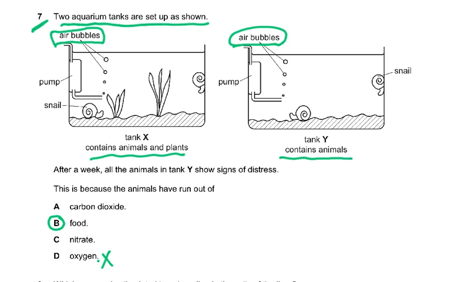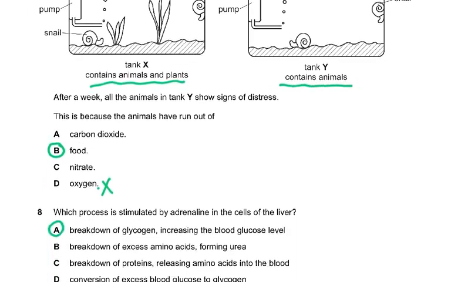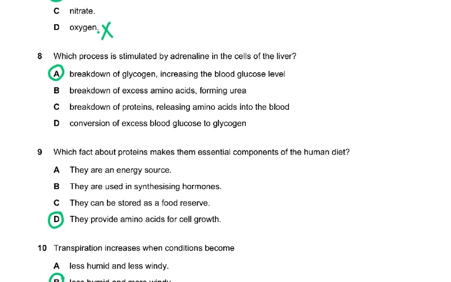After a week, all the animals in tank Y show signs of distress. This is because the animals have run out. If the animals are distressed, that means there's something they are not getting which they should get. Basically, the two things which they need are food and oxygen. So oxygen is present because there's air being bubbled into it. So the food must have finished. So very obvious question, but difficult, I guess, for some students.